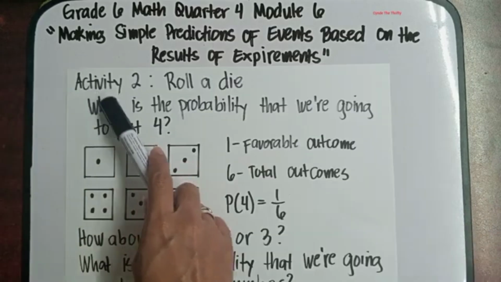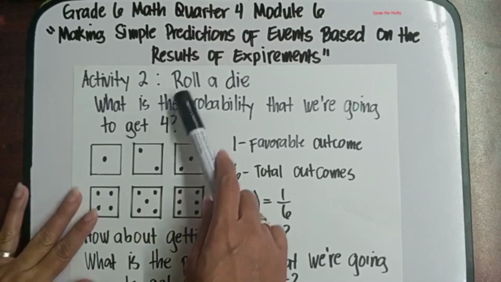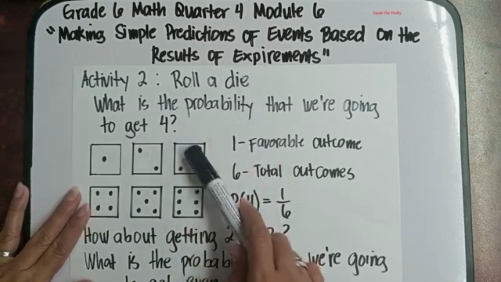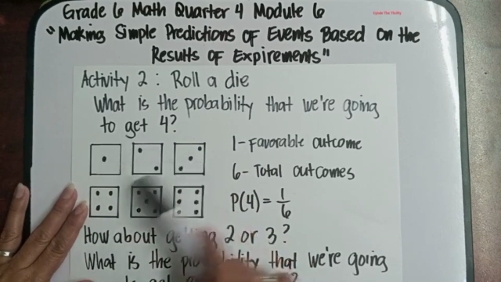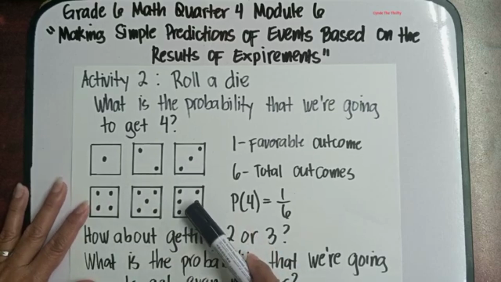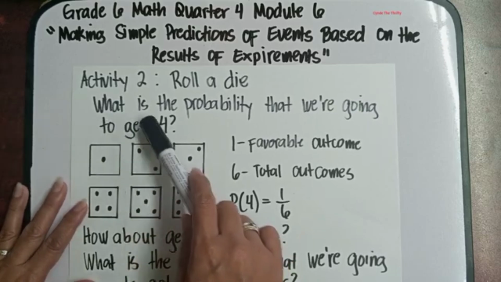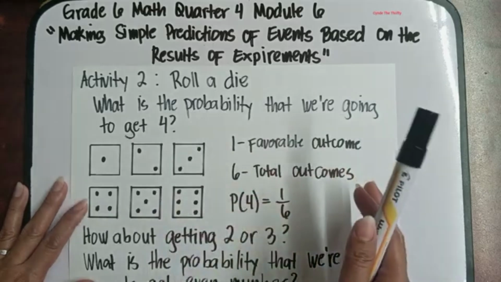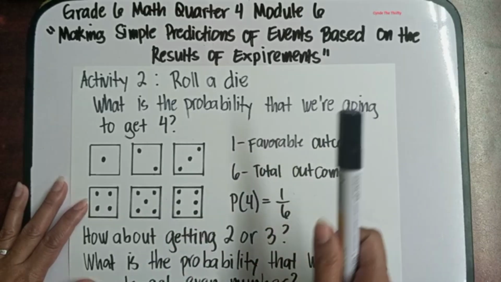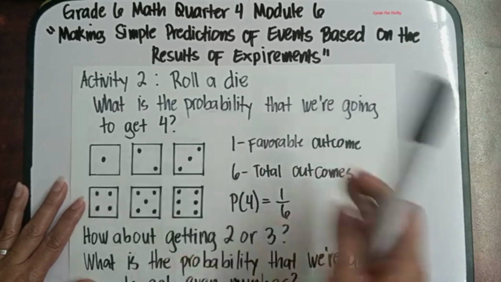Punta tayo sa ating activity 2. Ang activity 2 natin is roll a die. So, meron tayong die dito. Ito yung ating die. Merong 1, 2, 3, 4, 5, 6. So, meron tayong question, what is the probability that we're going to get 4? So, ano yung probability kaya na makukuha natin yung 4 sa ating pag-roll ng die?